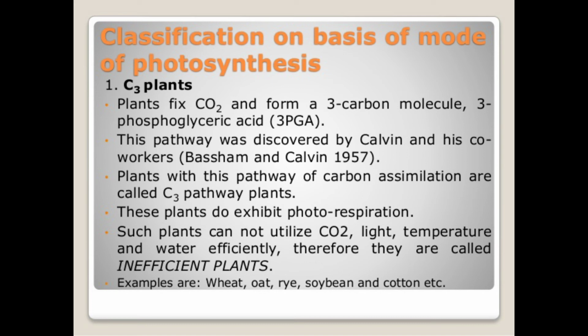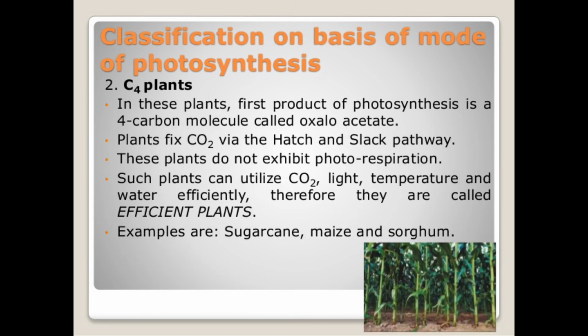Plants with this pathway of carbon assimilation are called C3 pathway plants, and their examples are wheat, oat, rye, soybean and cotton. These crops are C3 plants. Such plants cannot utilize CO2, light, temperature and water efficiently, and therefore they are called inefficient plants.